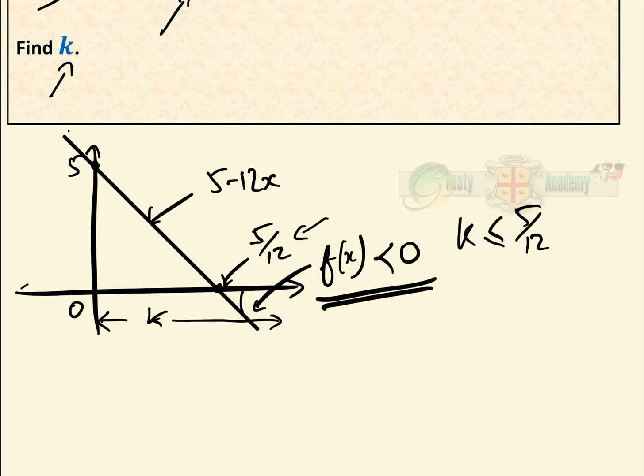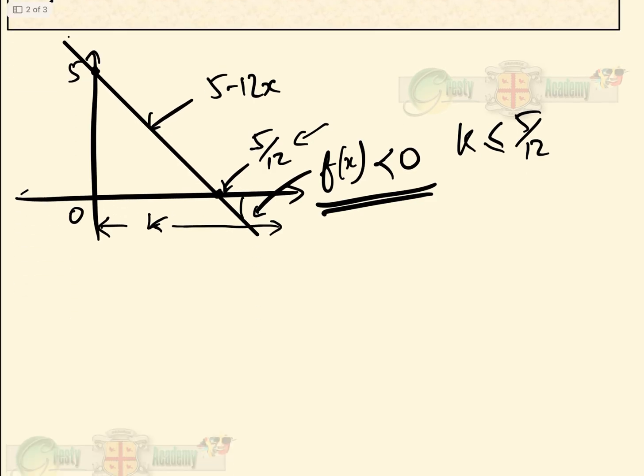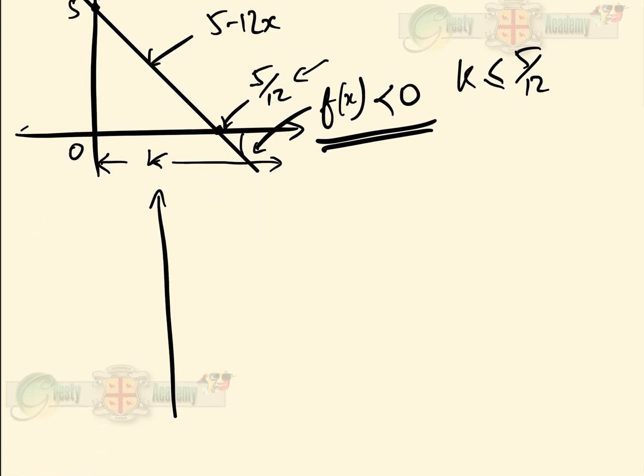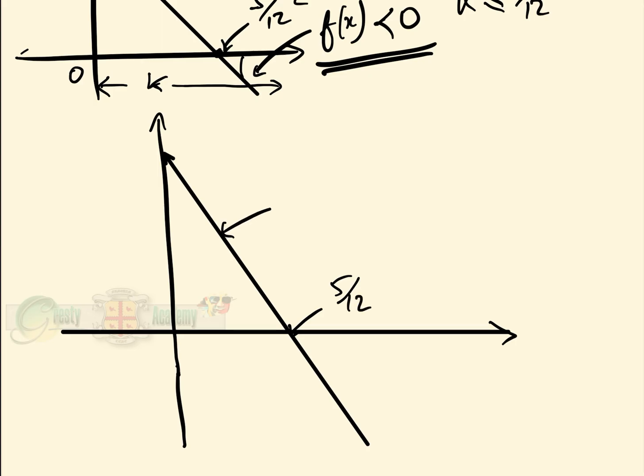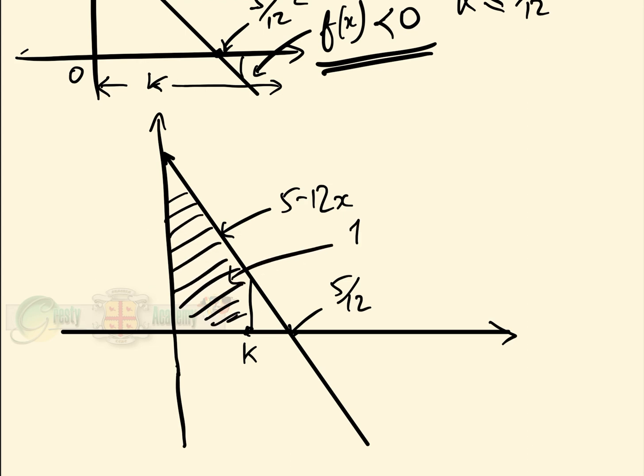Okay, but our integral doesn't know that. Before we answer the question, let's just have a quick look again. Let's redraw this, because this is important. Here is our line. This here is our point 5/12, and this is 5 minus 12x. If we have the point k here, then the area underneath is going to equal 1. We know that by the definition of the probability density function.